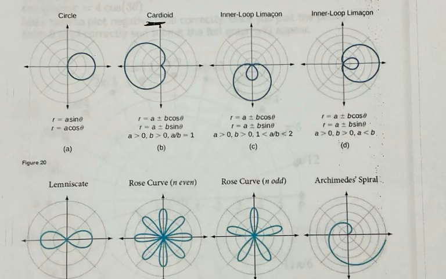So now type in 4 sine theta and see what that's going to do. It's going to be centered at 2. It's going to have a diameter of 4 on the y-axis still. So my sine polar graphs are on the y-axis.